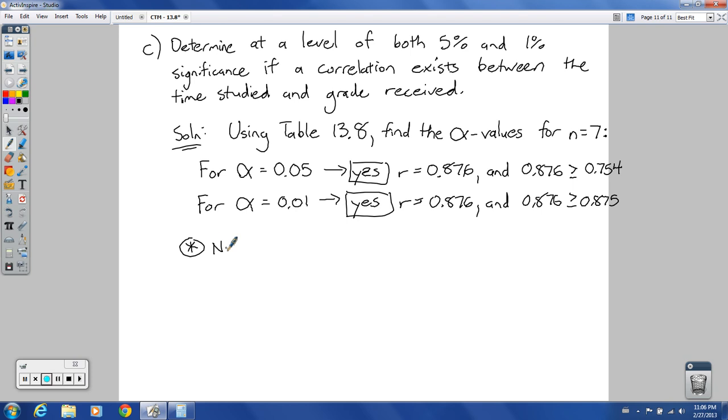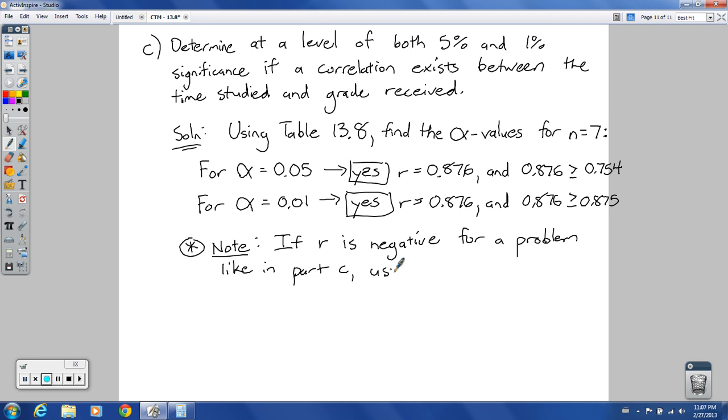And one more quick note to make with this one. Sometimes you're going to have these negative correlation values. So if you get a problem like this that asks you to find this sort of thing with negative correlations, if R is negative, it's real simple. You just have to take the absolute value. So if R is negative for a problem like in part C here, use the absolute value of R. That's what those symbols mean again. So use the absolute value of R for comparing to the values in table 13.8. Okay, so make sure you do that if you get to something like that.